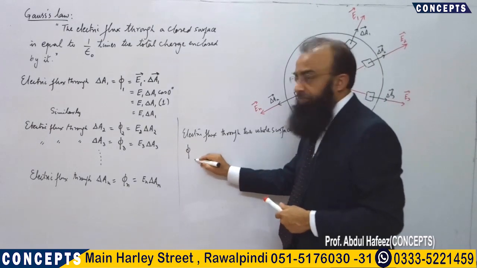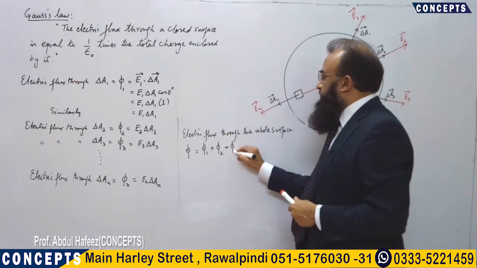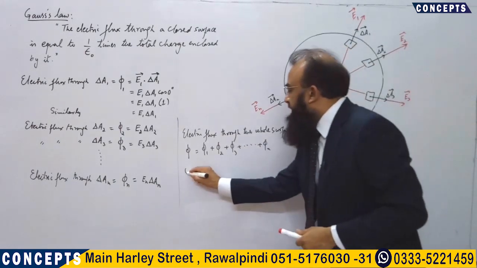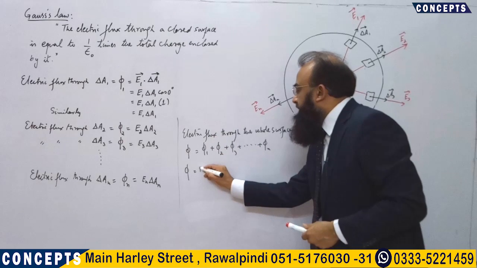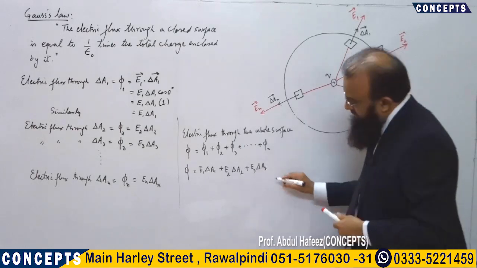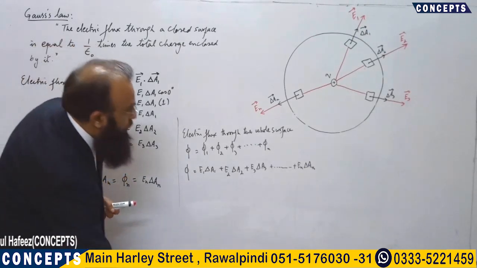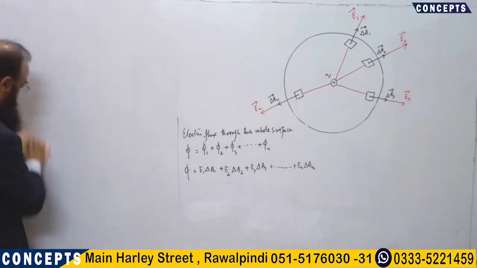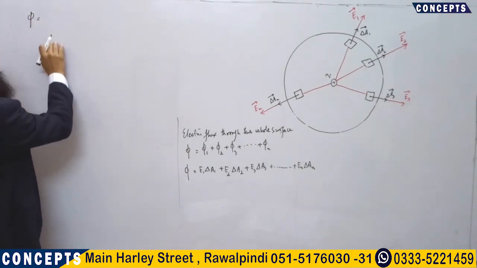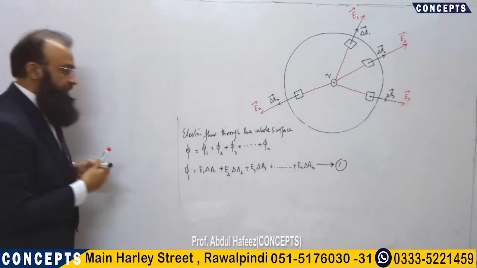If I represent this by phi, then phi is equal to phi 1 plus phi 2 plus phi 3 plus so on up to phi n. Add them up. Phi is equal to E1 delta A1 and so on, which is now the electric flux through the whole surface. Now just look at this equation. Let me call this equation 1.